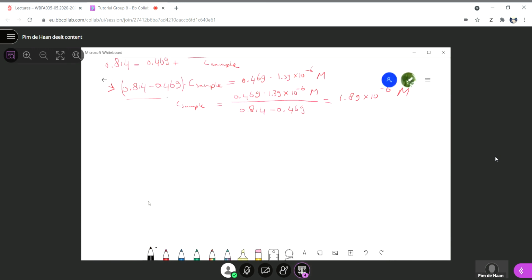Let's take a look. There's a part B. I hear no other questions, so I'm going to move on. There is a part B. How many micrograms of nitrite, NO2 minus, were present in 50 ml of food extract? Okay.